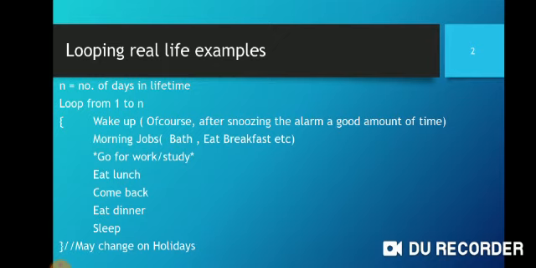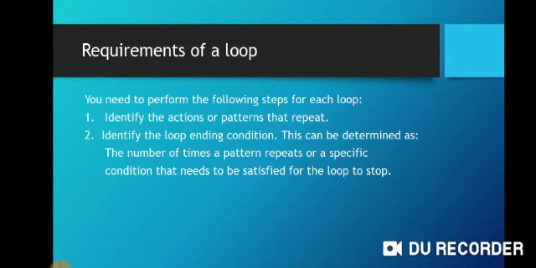Now let's see what are the requirements of a loop. The requirements of a loop are basically, we need to identify the actions or the patterns that repeat. That is, we have to identify what set of statements are going to repeat and what are not going to repeat. We also need to identify the loop ending condition. Now how can this be determined? It can be determined as the number of times a pattern repeats or a specific condition that needs to be satisfied for the loop to stop.